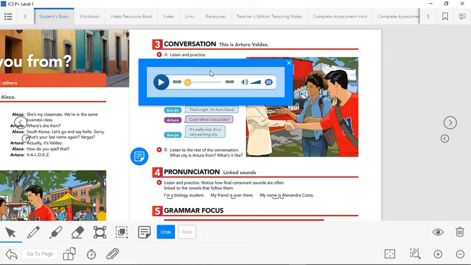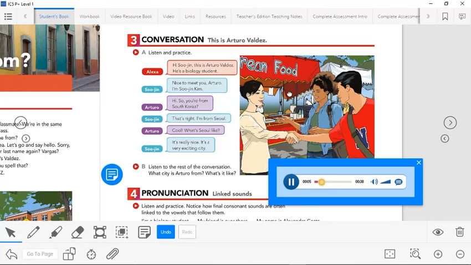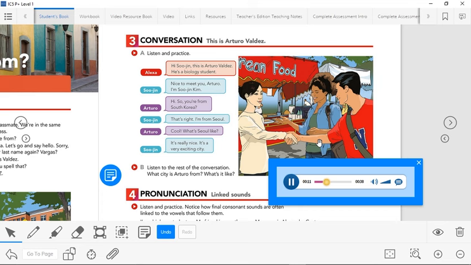Page 3, Exercise 3, Conversation. This is Arturo Valdez, Part A. Listen and practice. Hi, Sujin. This is Arturo Valdez. He's a biology student. Nice to meet you, Arturo. I'm Sujin Kim. Hi. So, you're from South Korea? That's right. I'm from Seoul. Cool. What's Seoul like? It's really nice. It's a very exciting city.